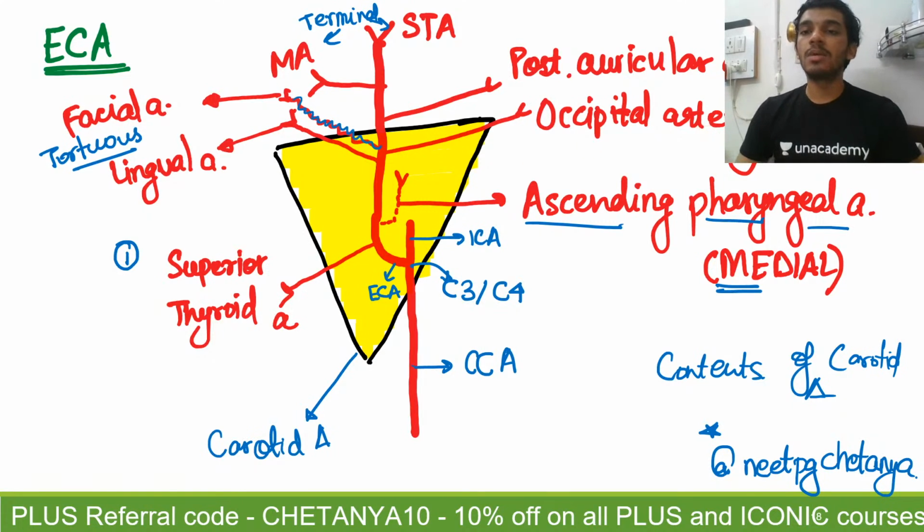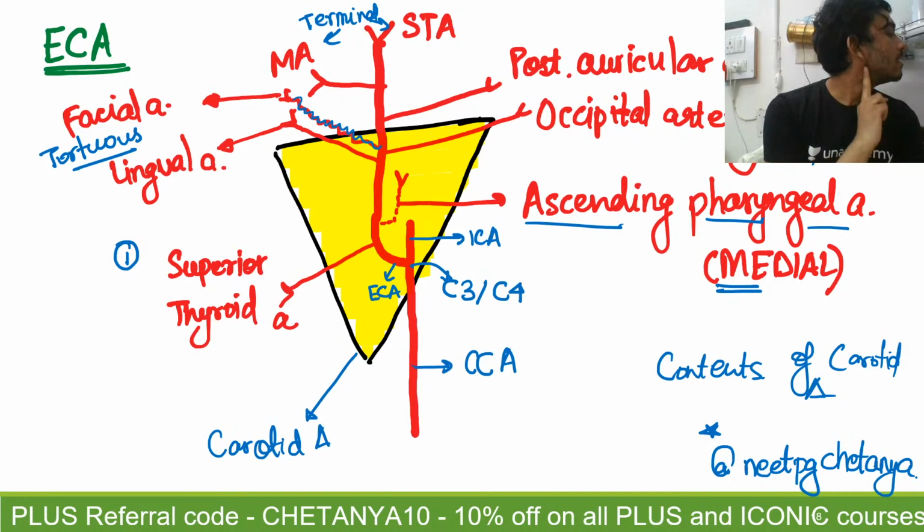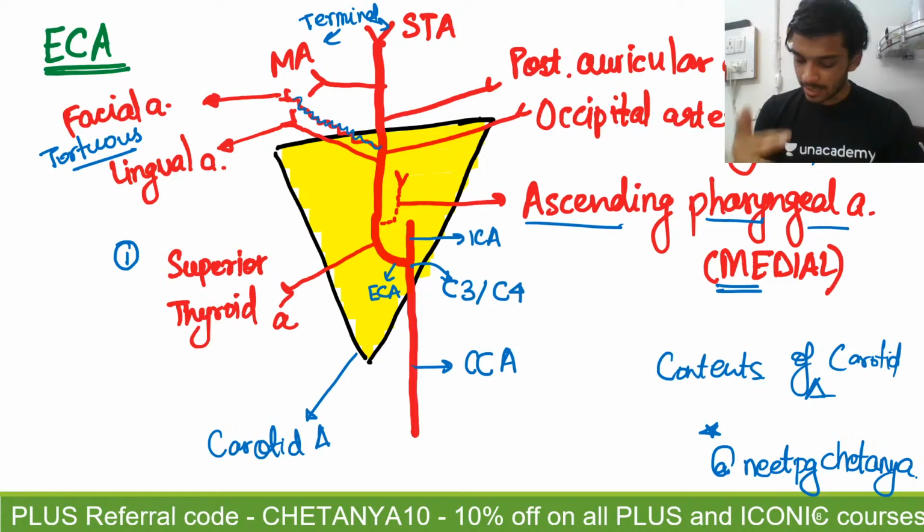Now, what is the structure separating the posterior auricular and the occipital artery? You will have to write the mastoid process. Now, what is the mastoid process? It is a surface landmark. You can see, there is something like the mastoid. Anterior to the mastoid process, you have the posterior auricular artery going, and posterior to the mastoid process, you will have the occipital artery going. So that is an important point, that the mastoid process separates the posterior auricular artery and the occipital artery.